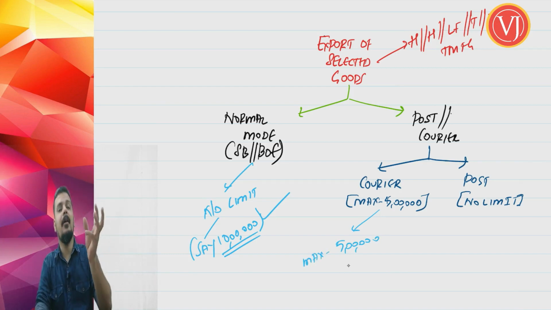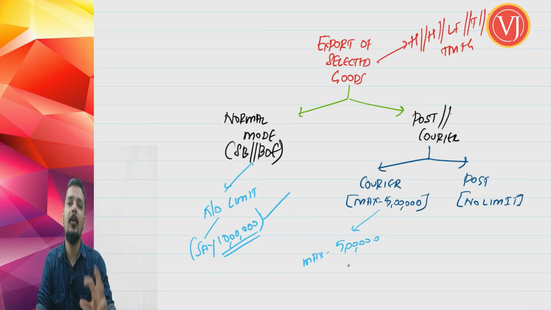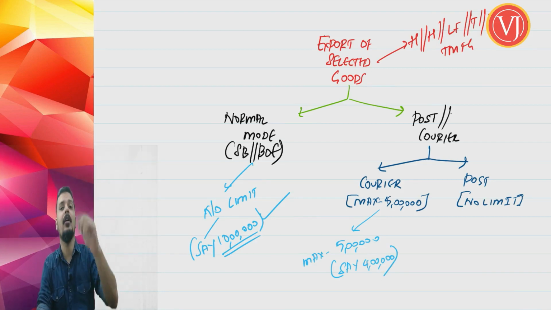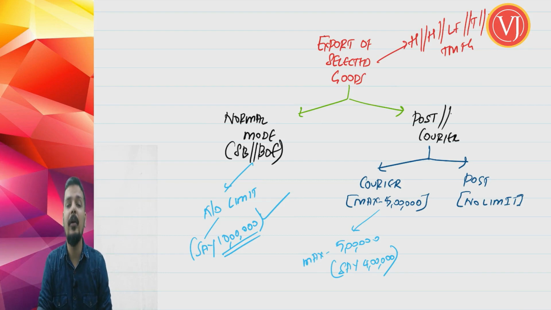The maximum goods that you can have in a courier consignment is 5 lakhs, and what will be counted is only a maximum of 5 lakhs. So it doesn't make any difference. It can be say 4 lakhs. So for courier it really doesn't make any difference. You have to link this point with your export policy of post and courier. If you don't understand the export policy of post and courier, this point will not make sense.